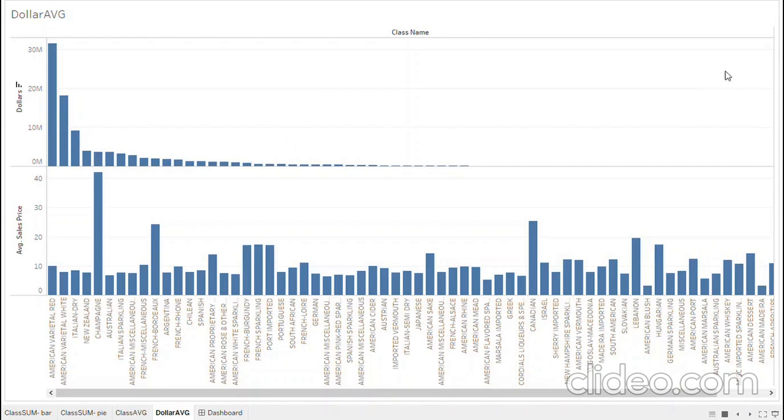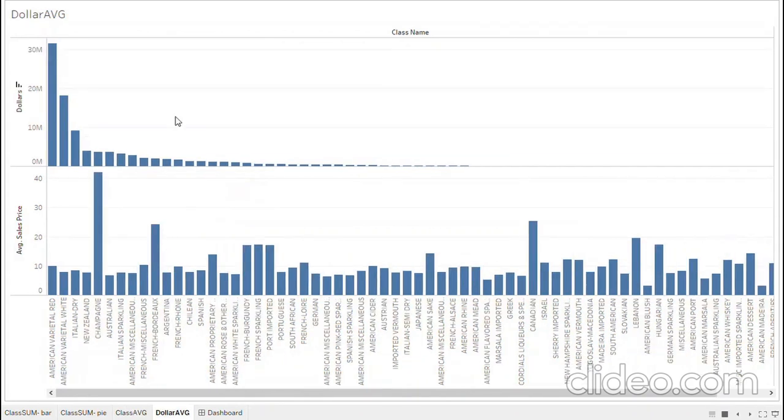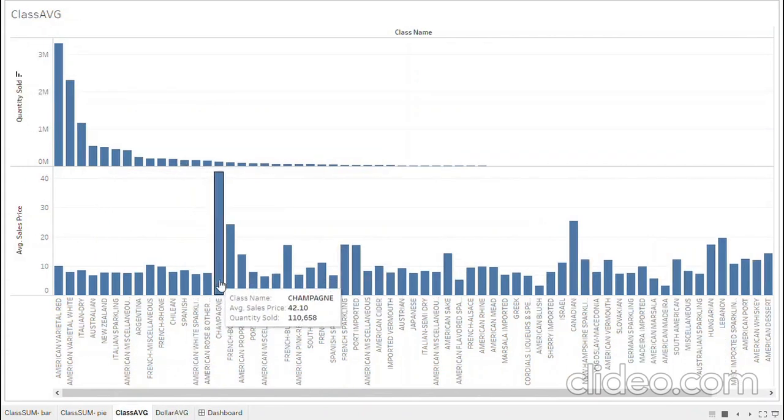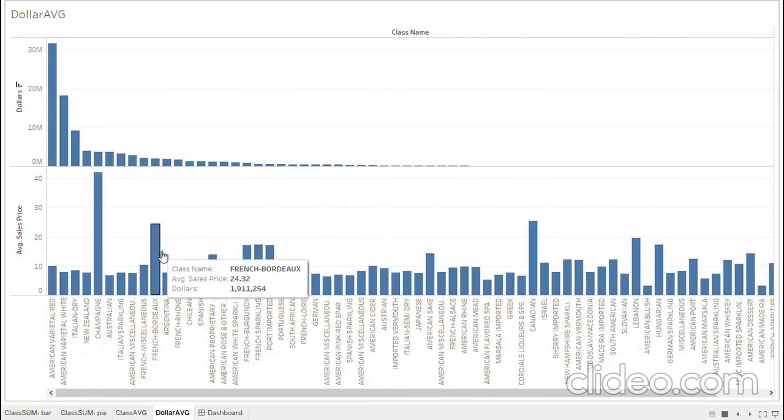Finally, I wanted to see how much the revenue in dollars was actually affected by the sales price of the different classes of wine. This chart is similar to the last chart, but instead of being sorted by the quantity of bottles sold, this one is sorted by the revenue in dollars of each class of wine sold. Here, you can see that even though the champagne was around 15th in ranking in quantity of bottles sold, it is actually 5th in the revenue of bottles sold. And the French Bordeaux is around, I don't know, 10th.